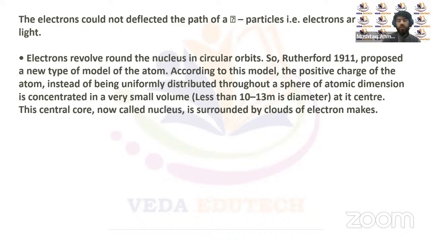So he actually corrected the concept of Thomson, that electrons are not embedded in a uniformly distributed positive charge in a sphere. Actually, positive charge is concentrated in a very small space that he called the nucleus, and around that nucleus there are the electron clouds. So that was the correction done by Rutherford.